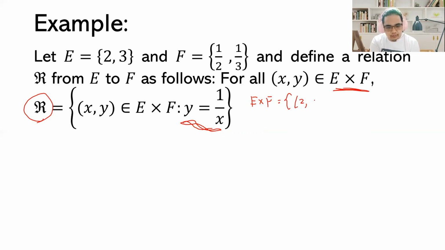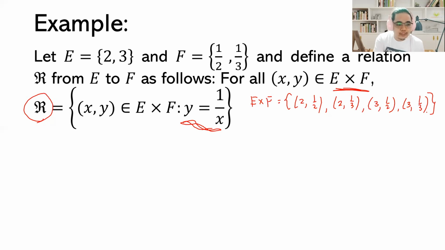So we have 2, you can pair it with 1/2. And then 2 again, you can pair it to 1/3. Then the 3, you pair it to 1/2. And then the 3, pair to 1/3. So that is the content of our cross product. And it says in the relation, the content of our relation is all the elements of the cross product such that the second element is the reciprocal of the first. Okay, the reciprocal of the first should be the second element.